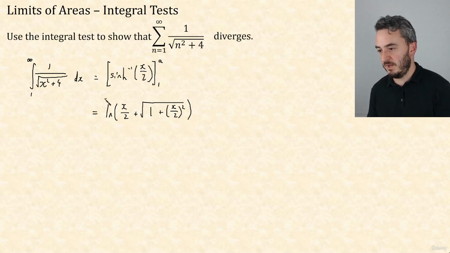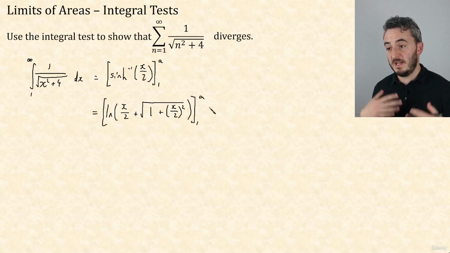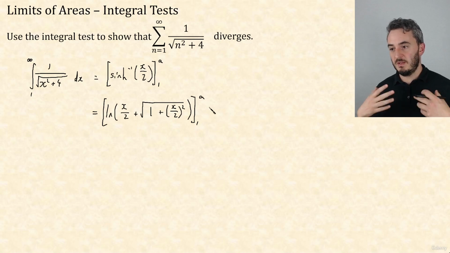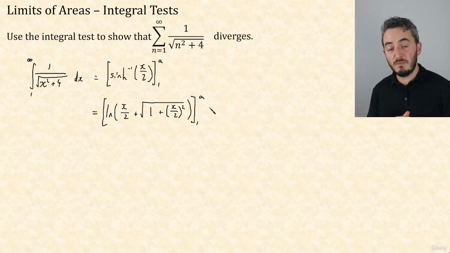And this diverges for the same reason that we just explored. As a tends to infinity, this diverges. And so that's an integral test. That's how we show that a series converges or diverges by comparing it to an integral that we know also converges or diverges, or rather that we've shown also converges or diverges. And so that is our integral test.